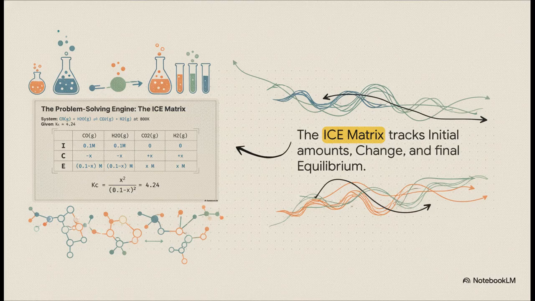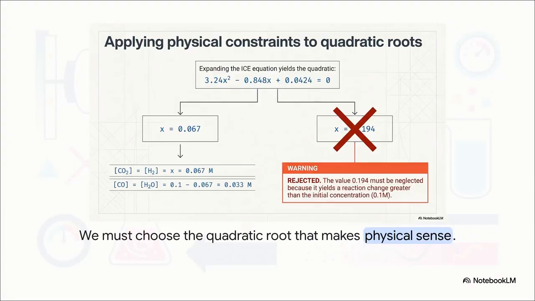So as you see here, we start with 0.1 molar of our reactants and 0 of our products. As the reaction moves forward, some amount X of the reactants gets used up, and that same amount X of the products gets created. And that leaves us with our final equilibrium expressions down there at the bottom. So now we plug these equilibrium expressions into the formula for Kc. And since we already know the value of Kc, we can solve for X.